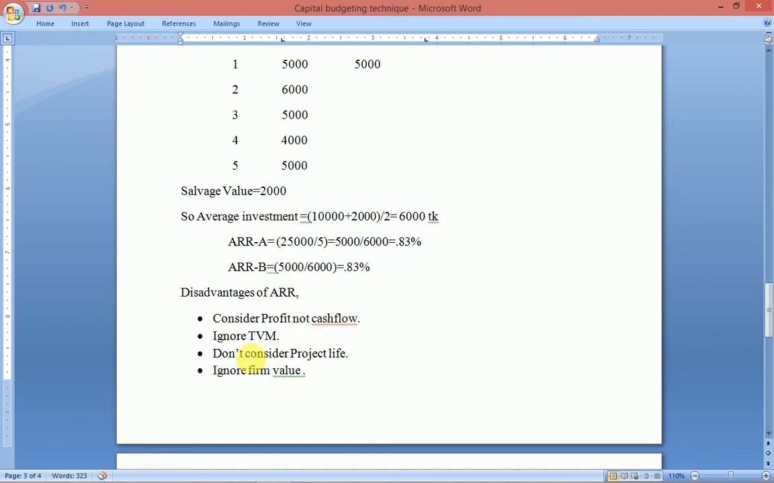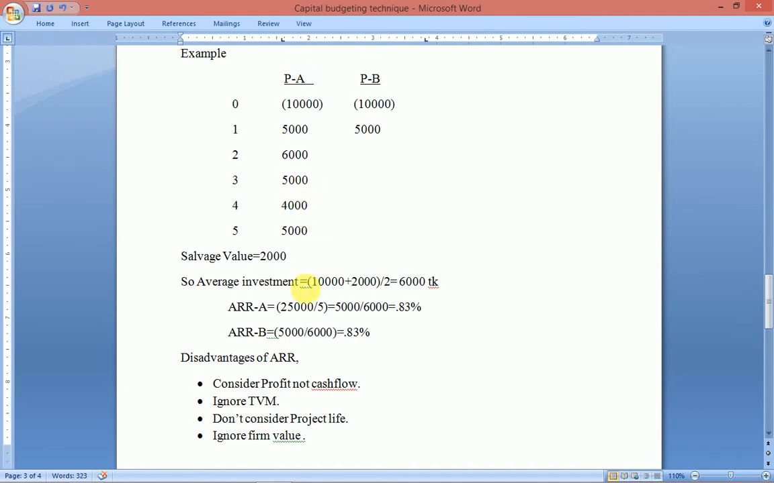The second problem is that it ignores the time value of money. You can see here it does not consider the time value of money, and time value of money is the most important concept in finance, but it does not consider it here.